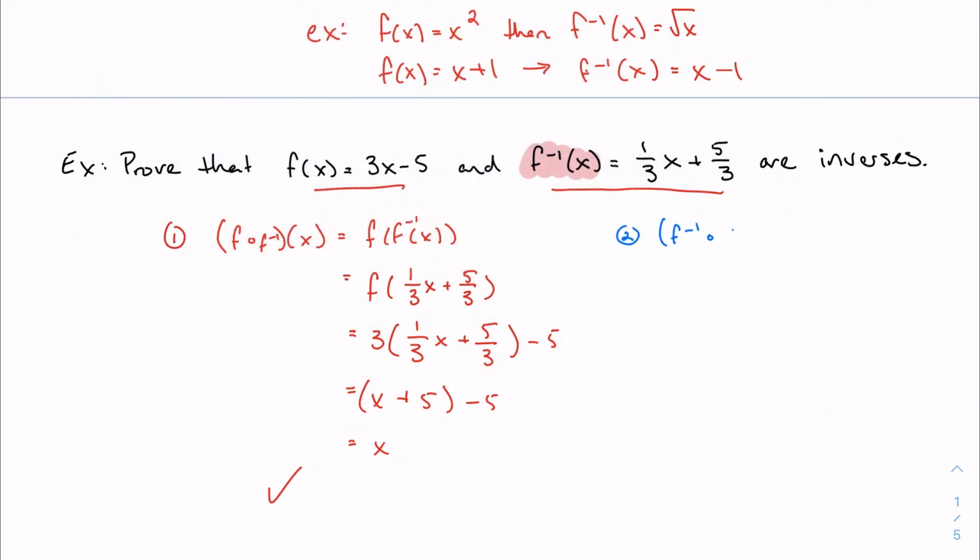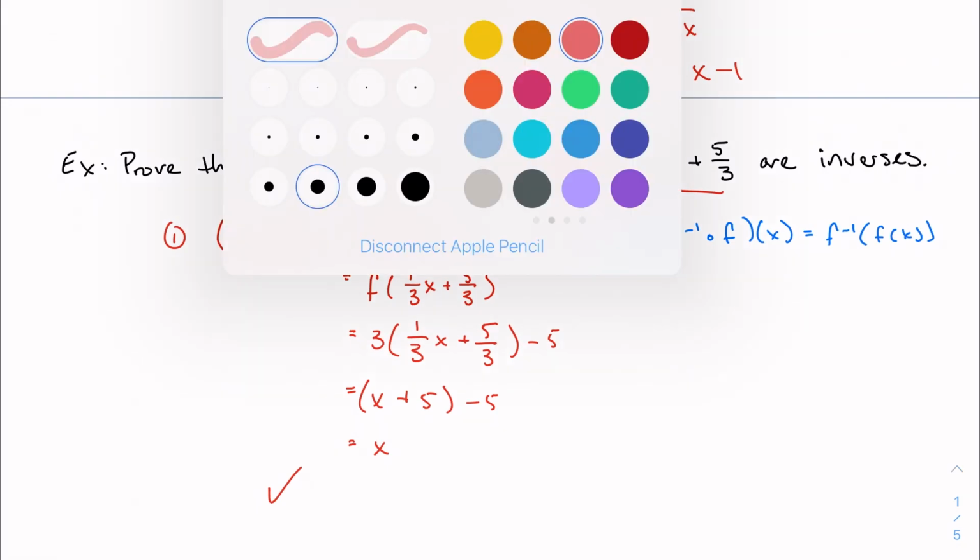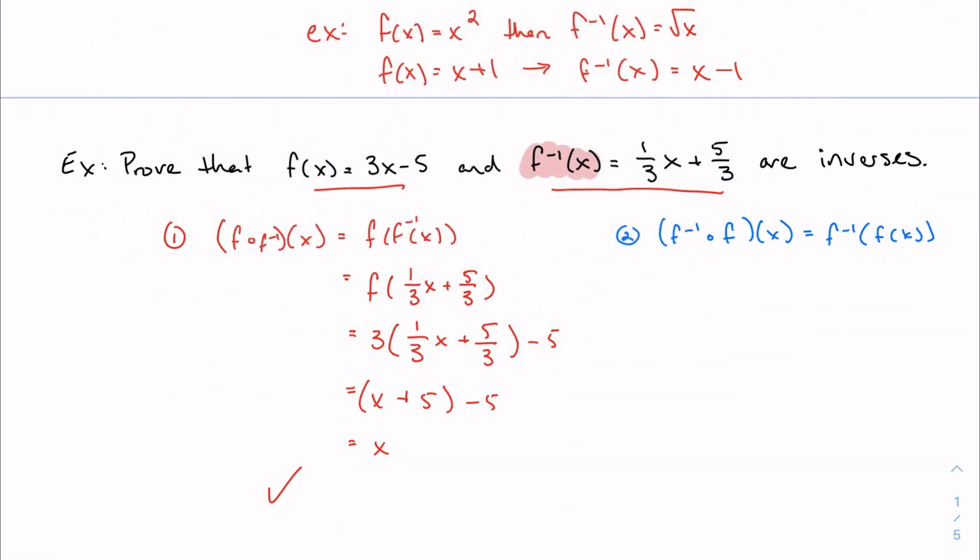If I check f inverse of f, and again, I think it's easier to write out this notation instead because I think it makes it a little more clear. So instead of plugging in f inverse to f, I'm going to do the opposite and take my f and plug it into f inverse. So this is to say, take f inverse of 3x minus 5. So I'm going to get 1/3 times 3x minus 5 plus 5/3.